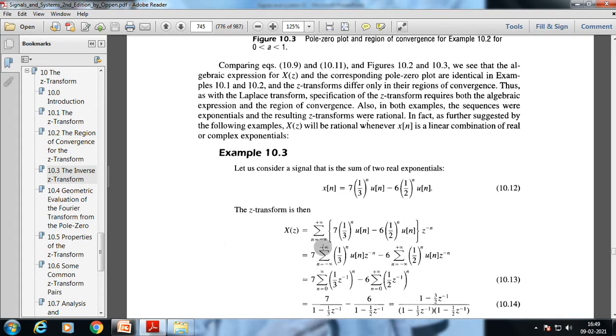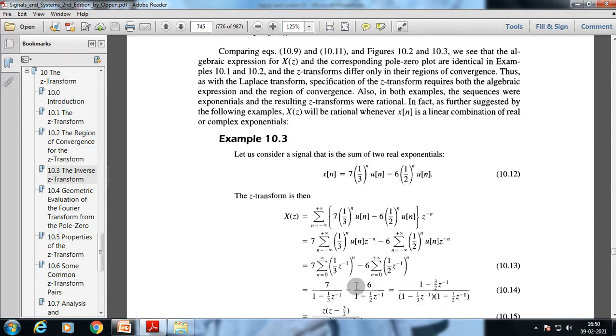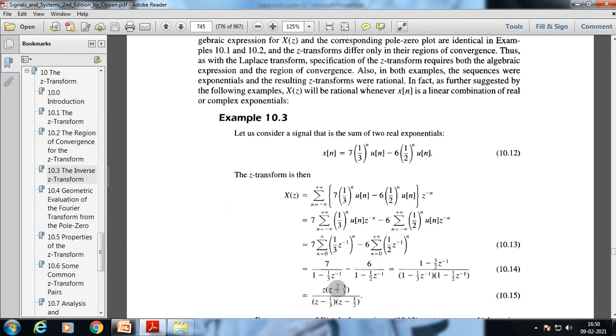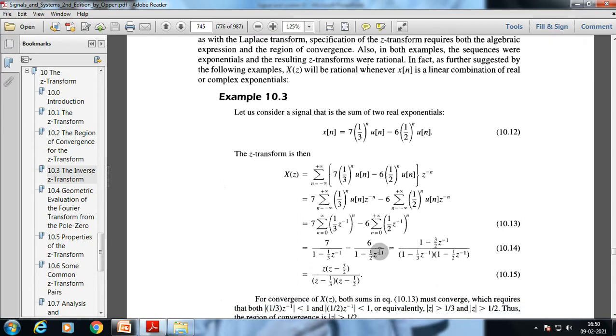This is 7 times the summation over n from minus infinity to plus infinity of (1/3)^n u[n] z^(-n), minus 6 times the summation of (1/2)^n u[n] z^(-n). That is 7 times the sum from 0 to infinity of ((1/3)z^(-1))^n minus 6 times the sum from 0 to infinity of ((1/2)z^(-1))^n. This equals 7 by 1 minus (1/3)z^(-1), minus 6 by 1 minus (1/2)z^(-1), which is equal to 1 minus (3/2)z^(-1) over (1 minus (1/3)z^(-1))(1 minus (1/2)z^(-1)), that is z(z - 3/2) over (z - 1/3)(z - 1/2).